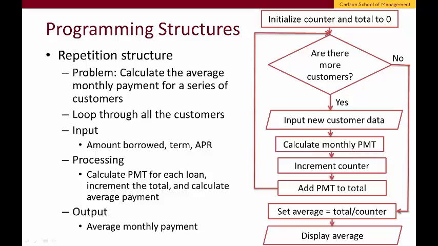The flowchart on the right has all three programming structures. An example of sequence structure are the input of new customer data, payment calculation, incrementing of customer counter, and adding the current payment to the total. The decision structure asks a question about additional customers. If there are more, we do all these steps again for another customer, which is an example of a repetition structure. Otherwise, we calculate the average monthly payment for the processed customers and display it as our final result.